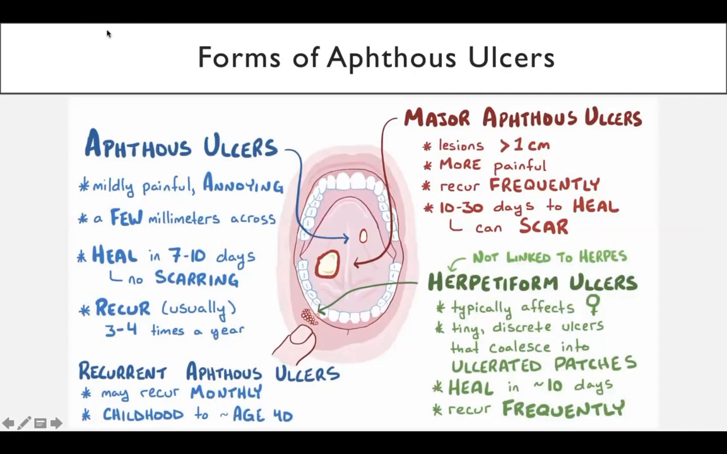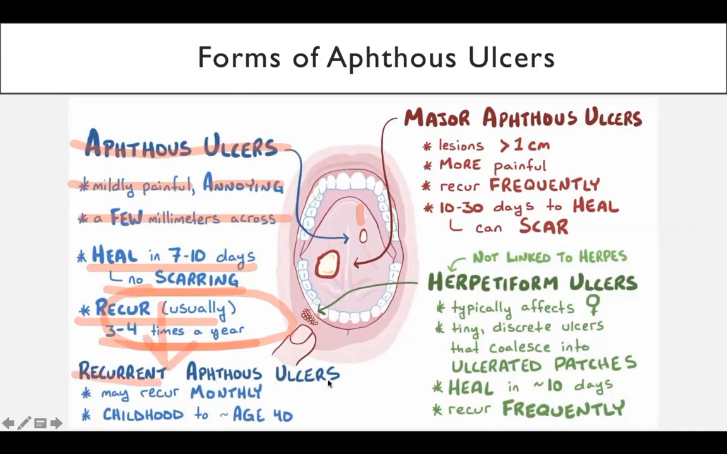So as we know, we have the aphthous ulcer, mildly painful, annoying, a few millimeters across, usually 1 centimeter, heals in 7 to 10 days, no scarring, and reoccurs. If there is recurrence, usually 3 to 4 times a year. But if it is reoccurring more than 3 to 4 times a year, then it is recurrent aphthous ulcer.